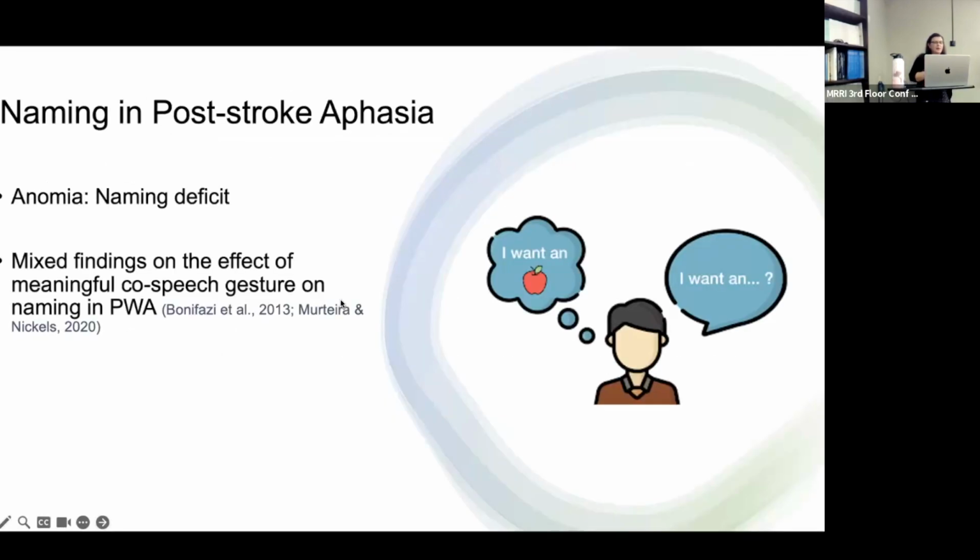For this study, we are focusing on anomia, which is a naming deficit. So the difficulty that many individuals with aphasia experience with producing the appropriate name for items, such as objects in the environment. And we're also looking at how that is affected by the observation of co-speech gestures. And so, as I alluded to previously, there's some mixed findings in the literature about whether or not individuals with aphasia benefit from the observation of meaningful co-speech gestures.